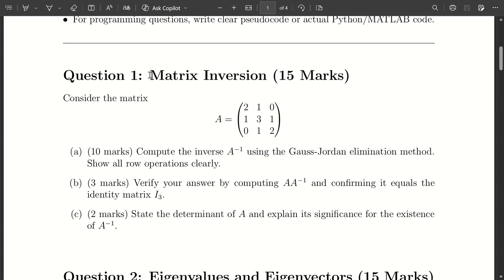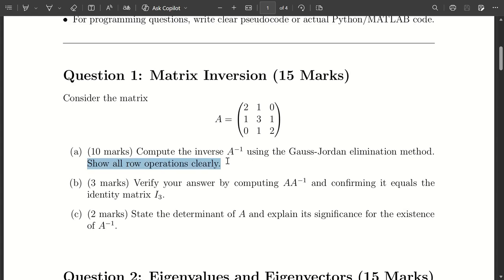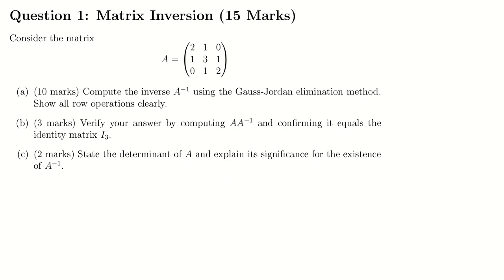The first question is on matrix inversion, and it reads: consider the matrix A with the elements 2, 1, 0, 1, 3, 1, 0, 1, 2. Question A: compute the inverse of A using the Gauss-Jordan elimination method. Show all row operations clearly. Question B: verify your answer by computing A times A inverse and confirming it equals the identity matrix I3. Question C: state the determinant of A and explain its significance for the existence of A inverse.